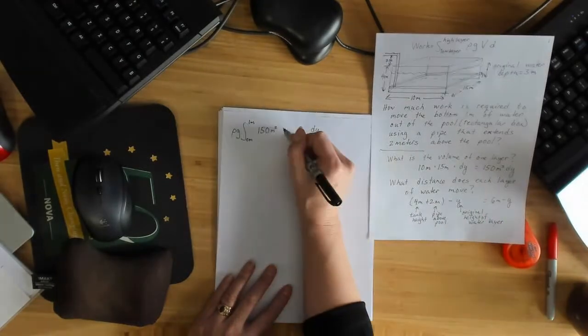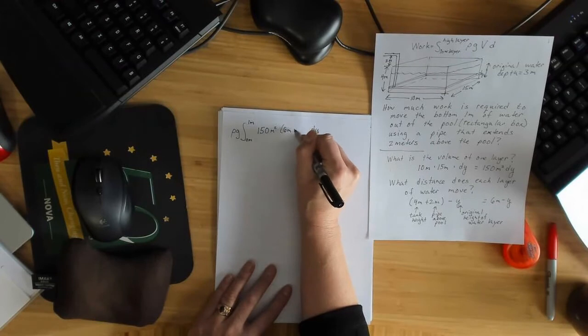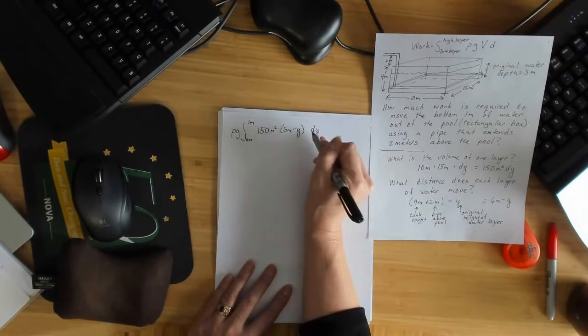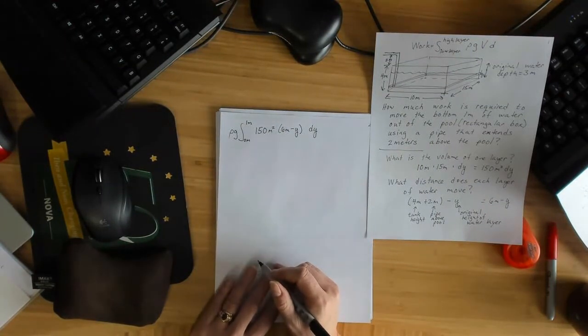6 meters minus y. You'll notice that this problem is quite a bit easier than the one in the first video when our tank was a conical shape. The reason is this is a regular solid, so the volume of each layer is actually a constant other than the differential.